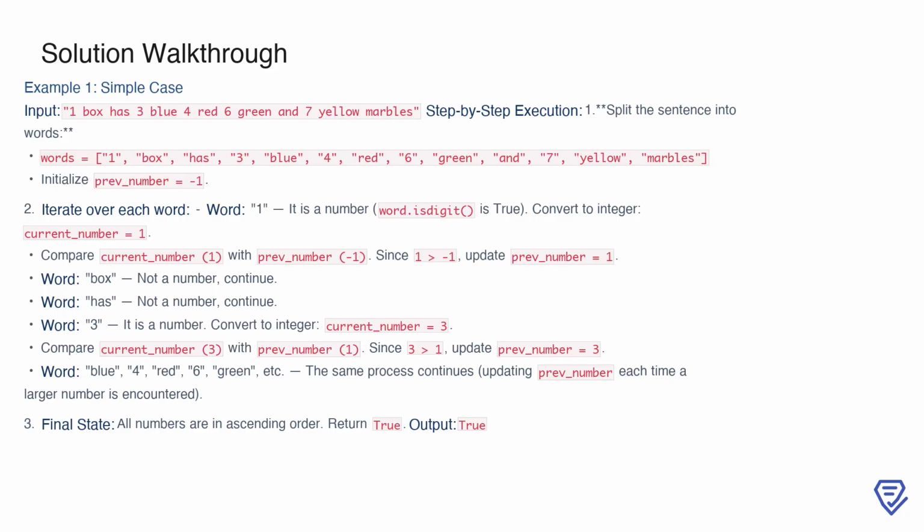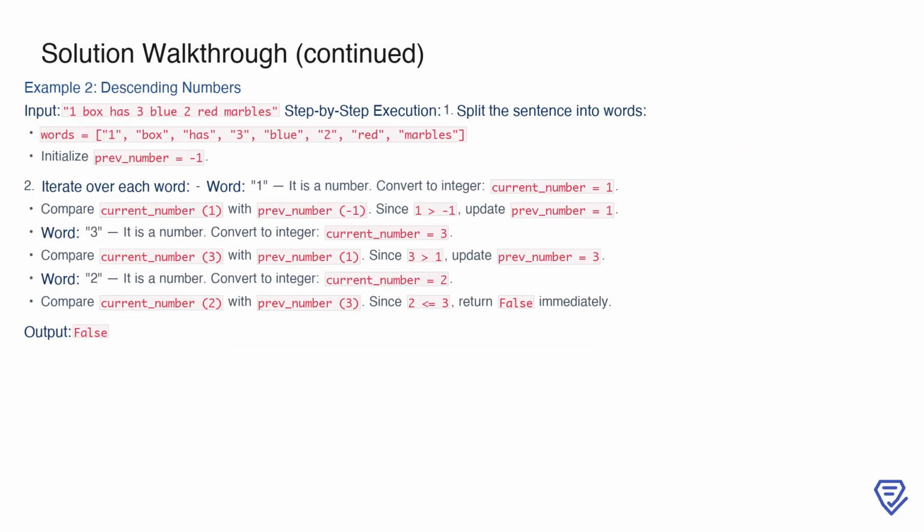Since 3 is greater than 1, we update prev_number to 3 and continue this process for the remaining numbers, 4, 6, and 7. Each time, the numbers are greater than the previous one, so we keep updating prev_number. By the end, all numbers are in ascending order, so we return true as the output.